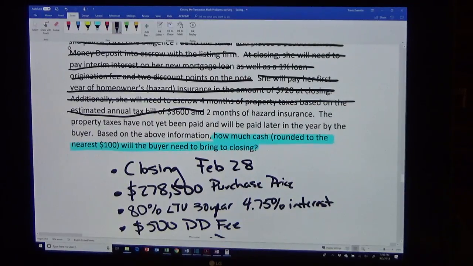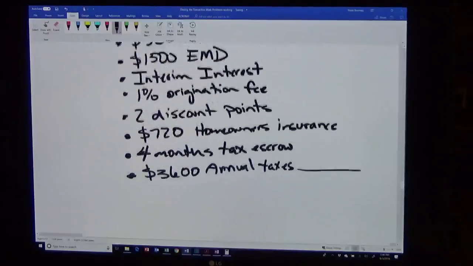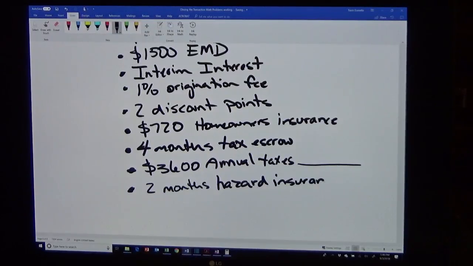And 2 months of hazard insurance. I don't care that we've already done a year of hazard insurance. They say 2 months more, so we do 2 months more. So we're going to put another bullet point here. 2 months of homeowner's insurance or hazard insurance, same thing. Okay?